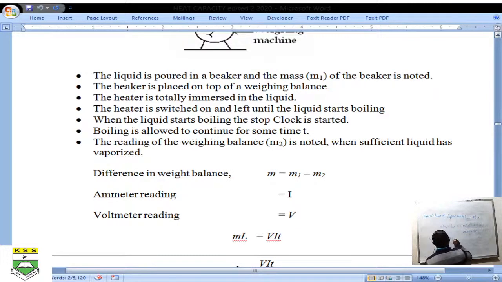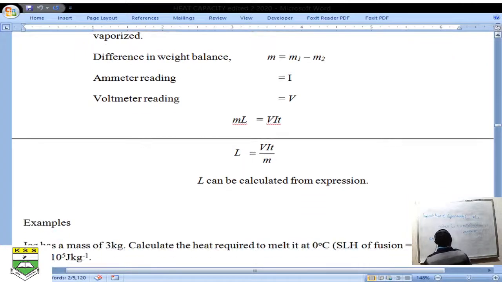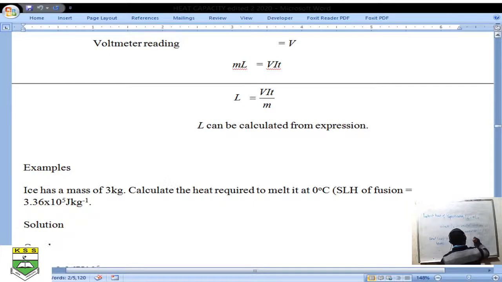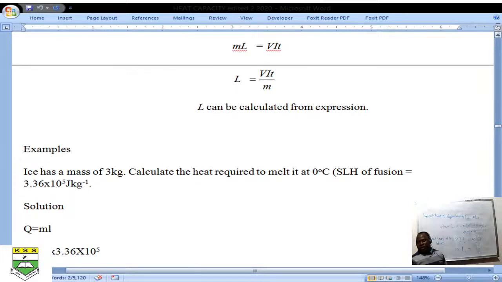This time around we are going to use VIT. VIT is equal to MLV, and when I make LV the subject, it is going to be VIT over M. LV is VIT over M, which you can see. But in your books or in the notes that we gave you, this LV we wrote as L. You can make it LV.